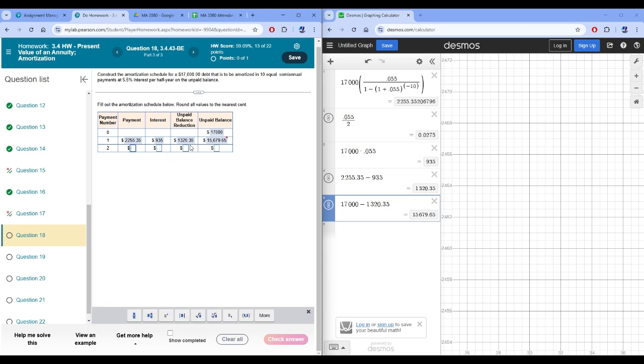So here, my payment is still 2255.35. My interest is now the. Oh, I have to change all the numbers. God dang it. Hold on. Yeah, business isn't easy, guys. So let's do 15,679.65. And then everything else should be the same, except now it should be 9, right? So then this should be 2256.79. My interest should be that 15,000. This number changes.